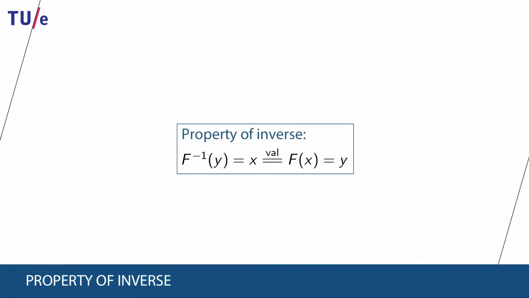It states that the predicate inverse of f applied to y equals x is equivalent to the predicate f applied to x equals y. It can hence be used in two directions: to conclude that f applied to x equals y from the inverse of f applied to y equals x, and to conclude that the inverse of f applied to y equals x from f applied to x equals y.